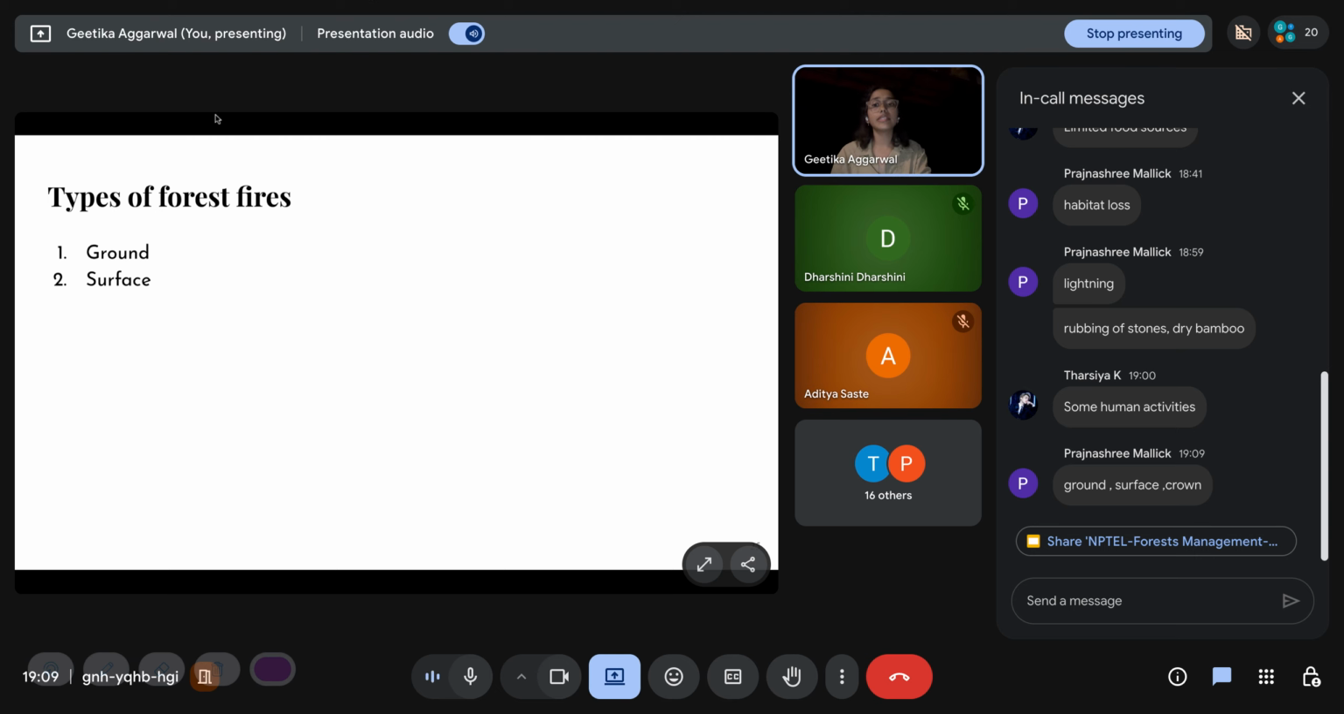Second is the surface fire, basically a fire happening at the forest ground level or the surface level. Mostly the dry leaf litter has caught fire, where leaves are shed by the trees, and in sunlight they mostly get dried up and there's no water present. So if these leaf litters catch fire, then that's a surface fire.